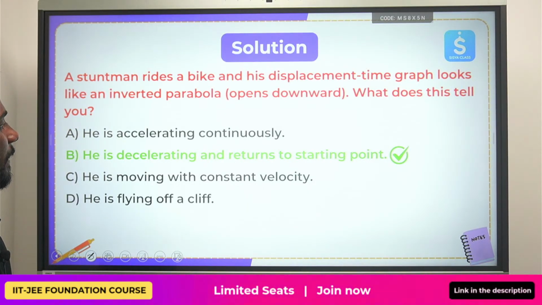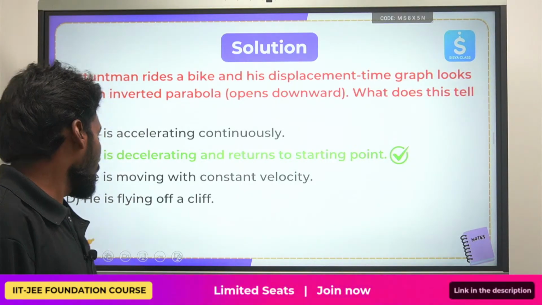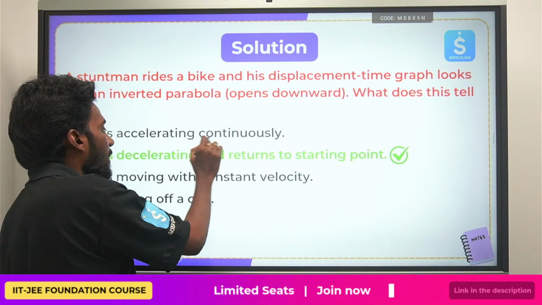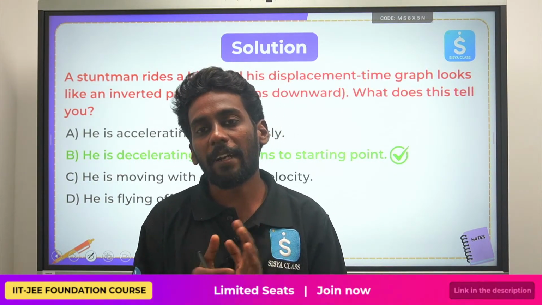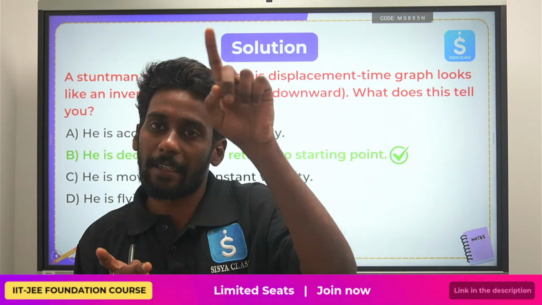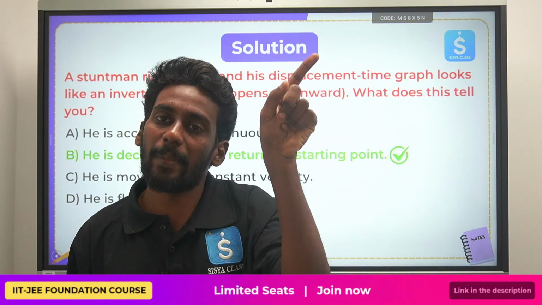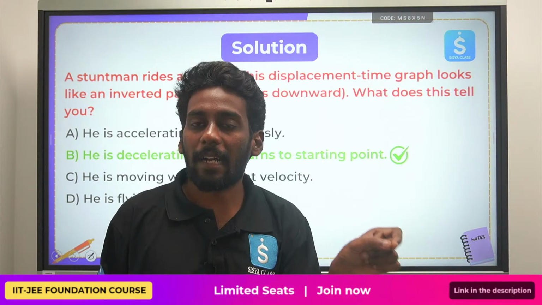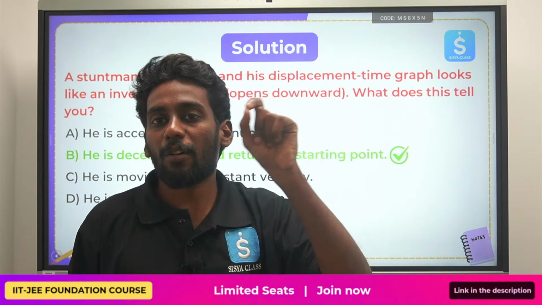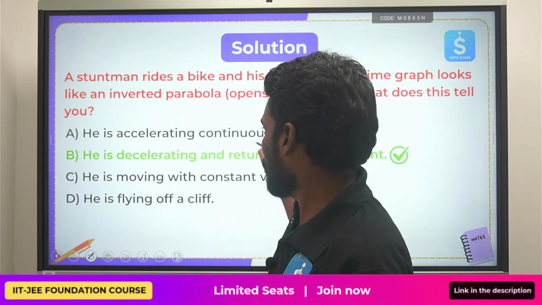Now he is decelerating and returns to the... okay, let us go through the points one by one. The first one, he is accelerating continuously. You think he is accelerating continuously? No, right? Because first he accelerated variably after reaching the 25 meter mark, again his acceleration got in the negative direction, and because he is reaching to his original position. So this is not right.